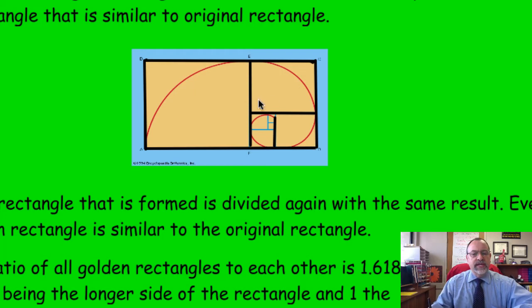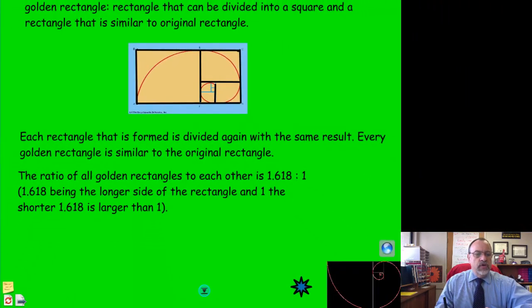So a golden rectangle is a rectangle where you can divide it into a square and a rectangle and create a rectangle that's still similar to the original. Alright, so that's what a golden rectangle is, and the ratio of the sides is always the same.